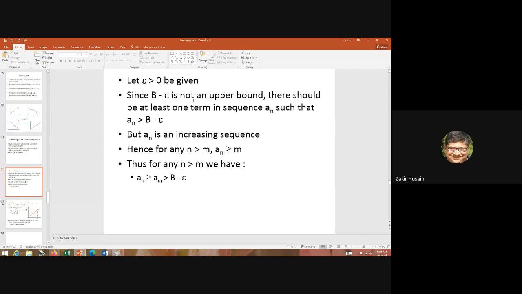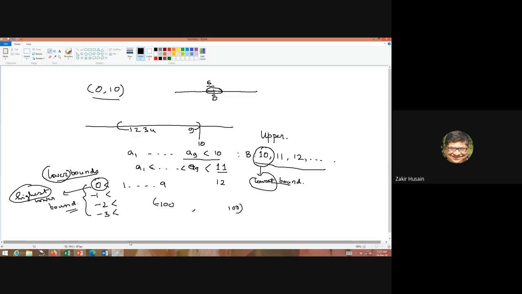Therefore, B minus epsilon is not an upper bound. Look at this set. This is the upper bound. What is B minus epsilon? This side or this side? Right or left? Left side. Okay. So this is B minus epsilon.